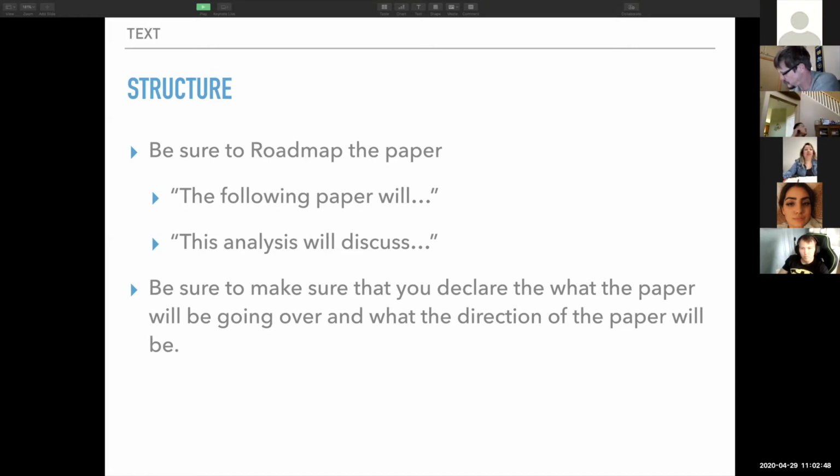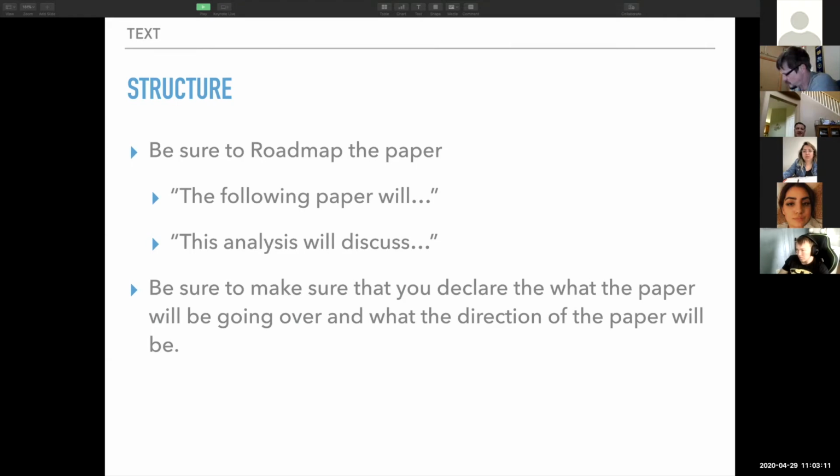You can say something like, the following paper will examine the role of spanking in America. Or, this analysis will discuss the debate over banning vaping products in the United States. You want to make sure that you declare what the paper is going to go over and what the direction of the paper will be.